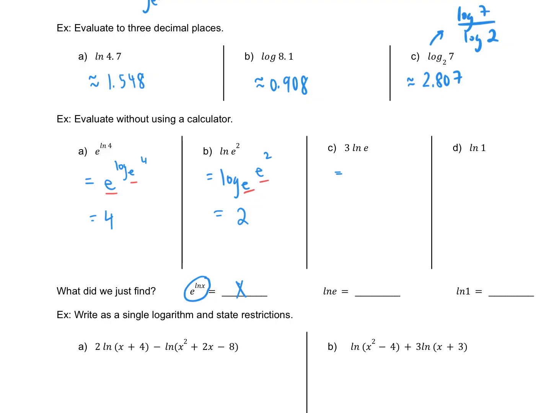3 times ln e, again, ln is log base e of e, where we're asking ourselves, e to the power of what gives me e? Well, that's just 1. So that's just 3 times 1. And ln e is equal to 1. And finally, ln 1, that's log base e of 1. You're asking yourself, e to the power of what is 1? Anything to the power of 0 is 1. So ln 1 is always 0.